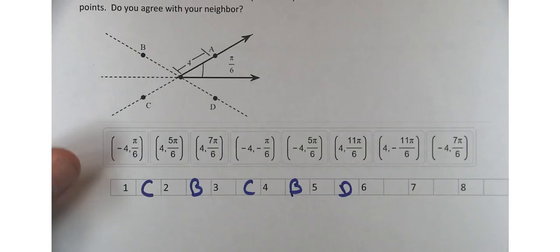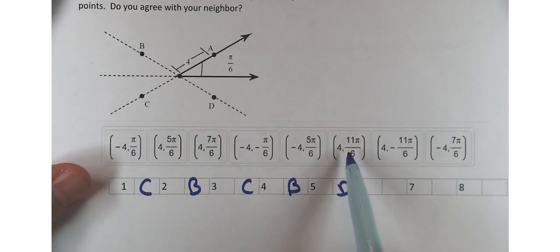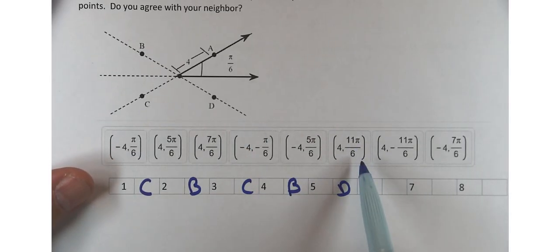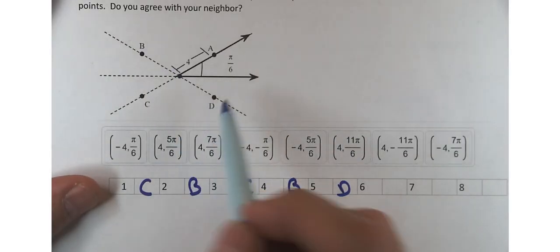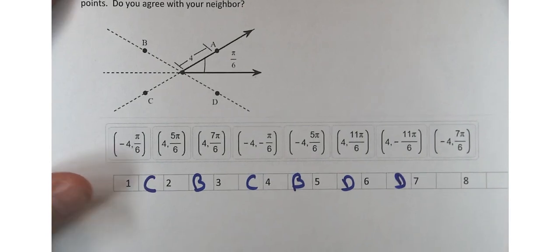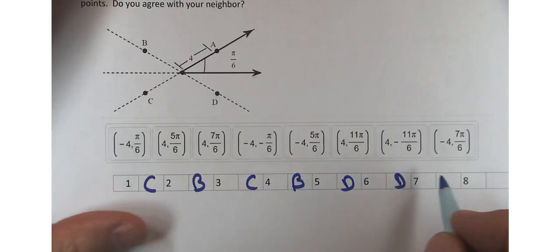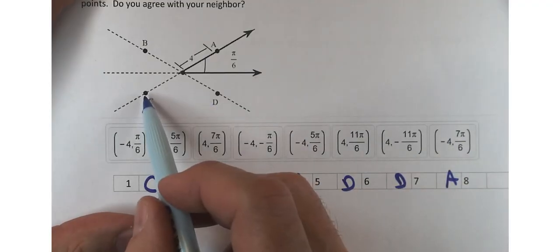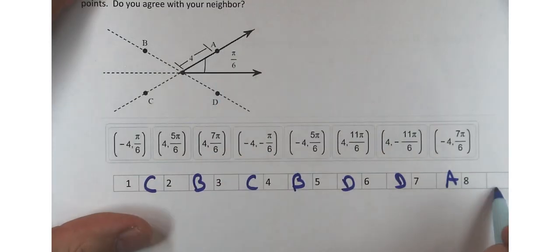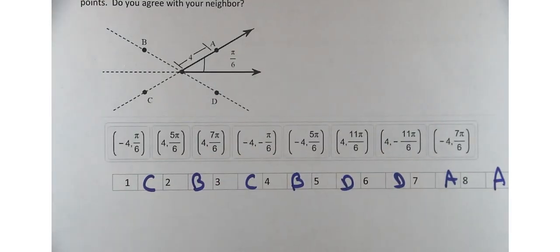4 and 11 pi over 6. So 11 pi over 6 puts us at this angle here someplace, and the distance of 4 puts us at D again. How about 4 and -11 pi over 6? Where's that one going to put us? A. Thank you. And finally, -4 and 7 pi over 6. 7 pi over 6 is D. -4 is going to put us back at A. So, yay. Not so bad. Not so bad. All right.